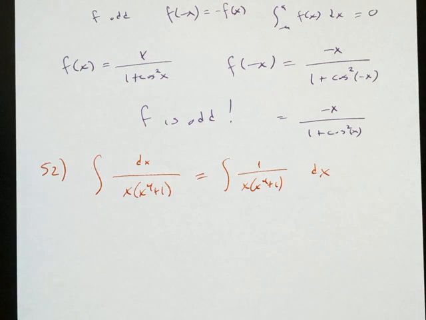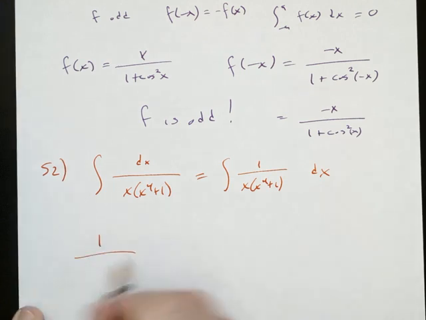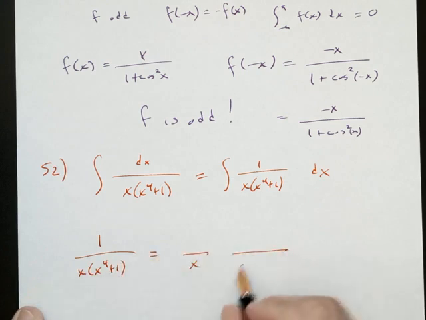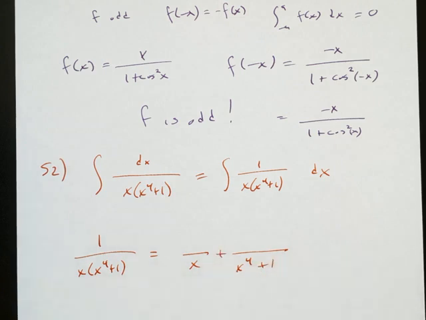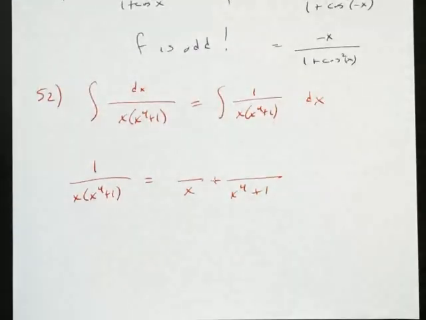All I did was pull the dx off. I look at that and I'm like, oh, this is going to suck, because that is a rational function. It means I need to do partial fractions. But when I break that into partial fractions, it should look like that, because you can't factor x to the fourth plus 1 without getting into complex numbers.